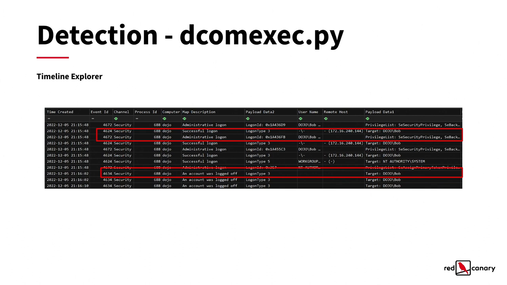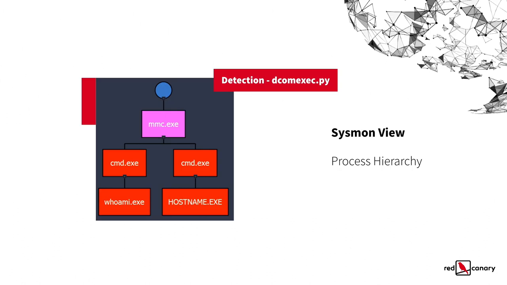Looking at it in Timeline Explorer. And this is what it looks like in Sysmon. So we have mmc.exe, which is super interesting that it spawns CMD. And then again, executing those enumeration commands, whoami and hostname. As I was making this slide, I was actually thinking, how common is this in real large environments? Something to kind of further investigate.